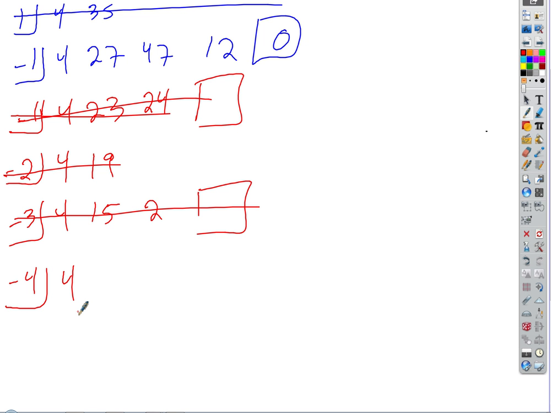4. So 9, no, what's that? 11. That's going to work, isn't it? Yeah, because I'm going to get -44 and 47 is 3. 4 times -3 is -12 plus 12 is 0, right? Everybody see that? Okay, so now we're in great shape because we found -1 and -4.